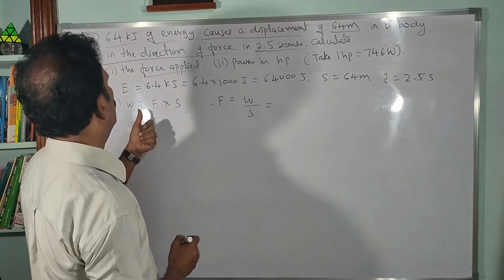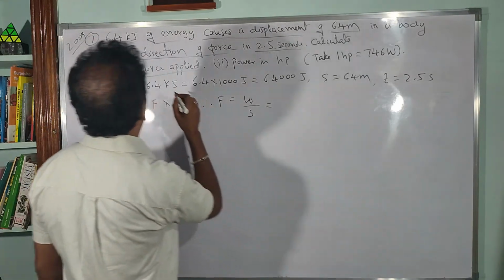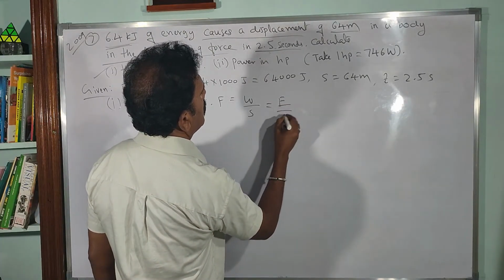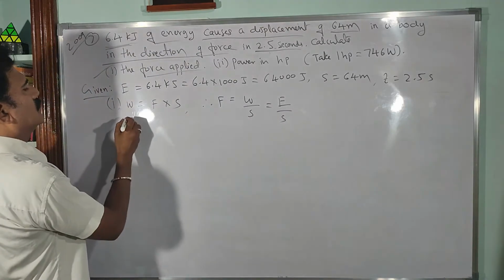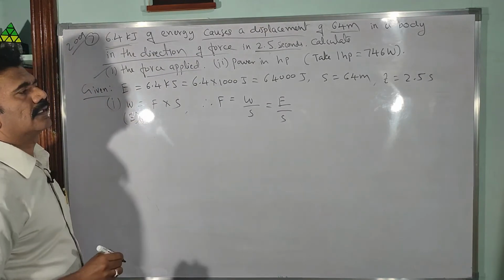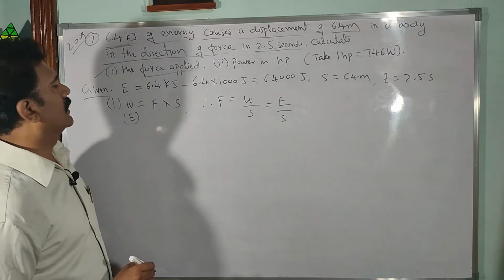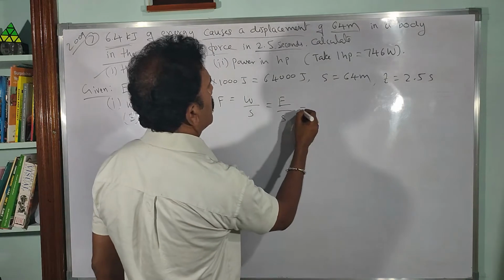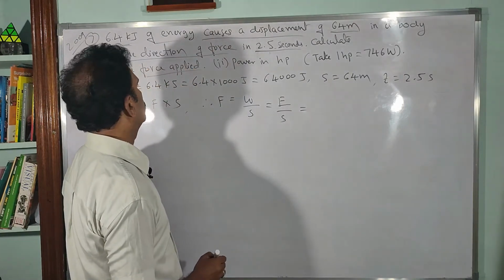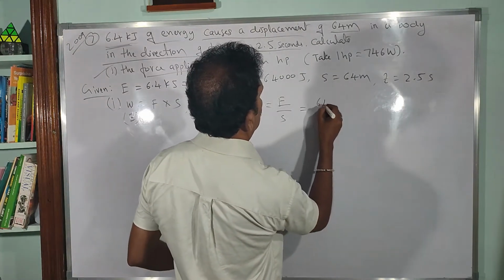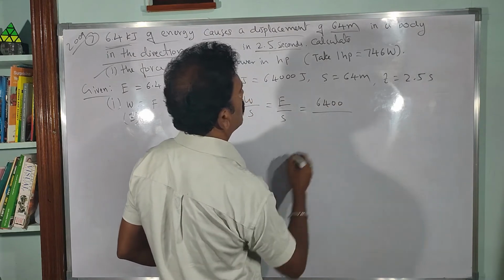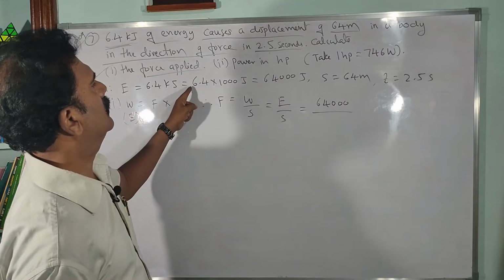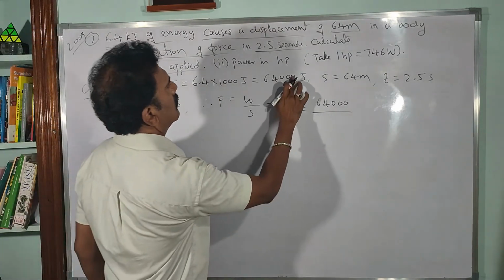Okay. So work is nothing but energy. So you have to understand this now in the form of energy also. So E by S. Here you can take energy instead of work done. Whenever energy is given, you have to consider the equation like this. Okay, E by S. What is the amount of energy here? It is 6,400 joules. Correct.